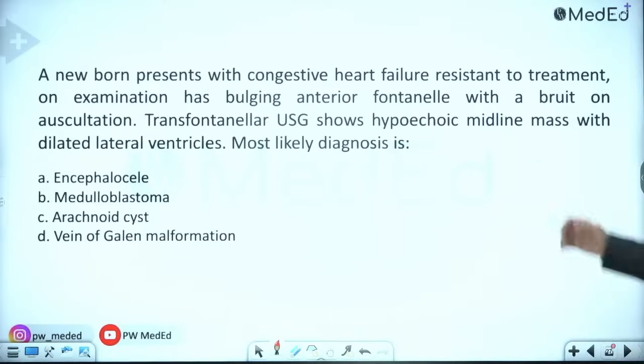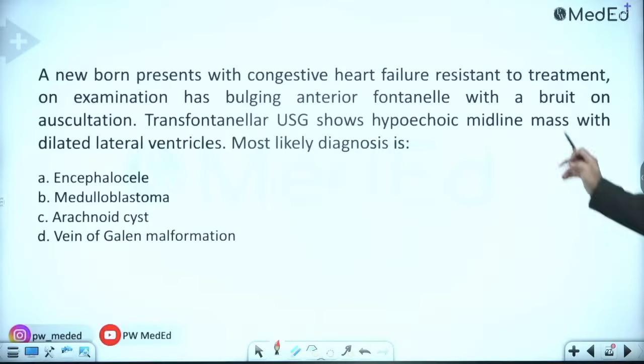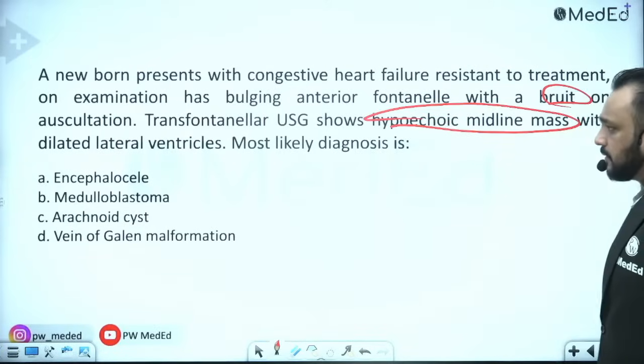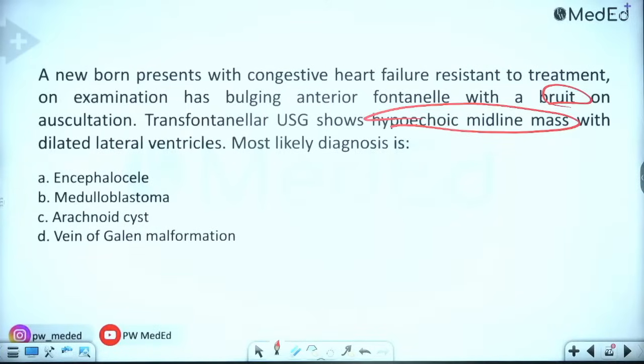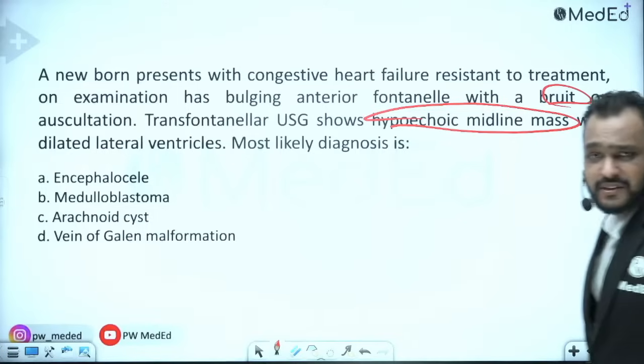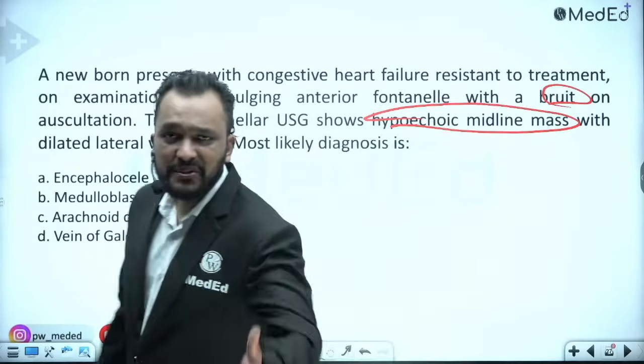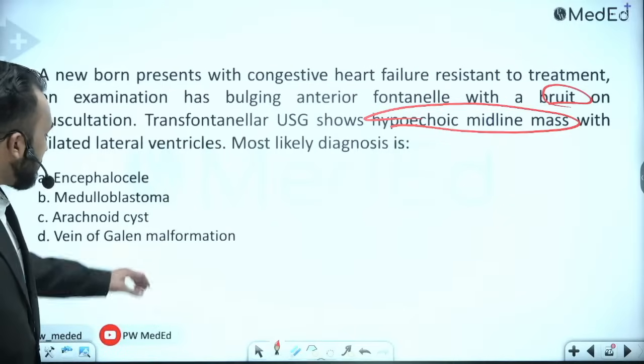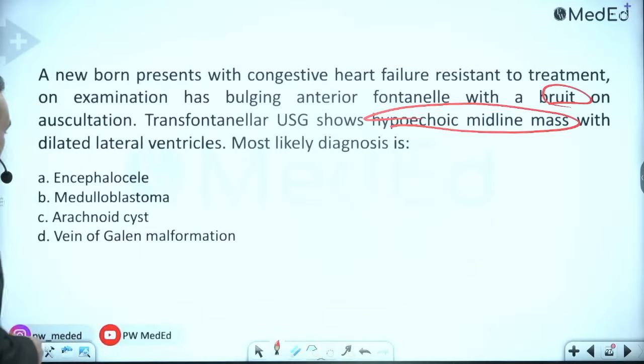A newborn presents with congestive heart failure, resistant to treatment. On examination, has a bulging anterior fontanelle with a bruit on auscultation. Transfontanelle ultrasound shows a hypoechoic midline mass with dilated lateral ventricles. So what is the most likely diagnosis? This was asked during my NEET PG exam.